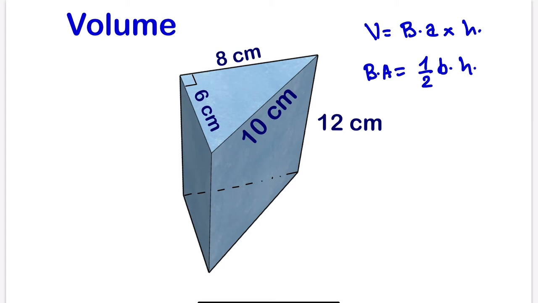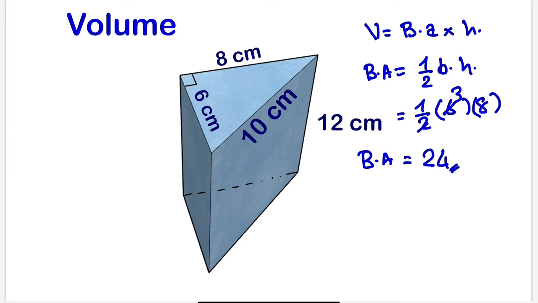So if we move further, we are going to have 1 over 2 times the base length 6 times the height 8. We can simplify this: 2 into 6 is 3. So the base area will give us 24.